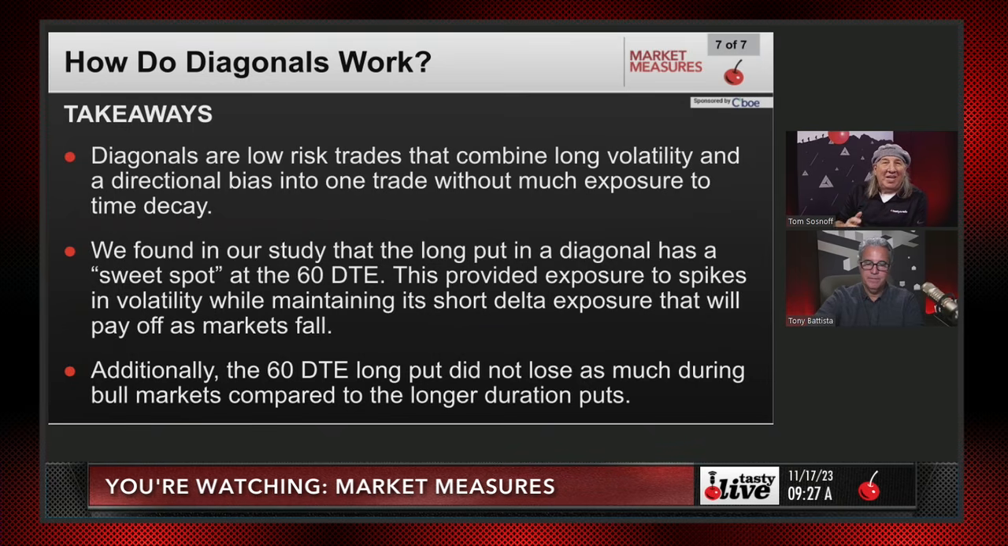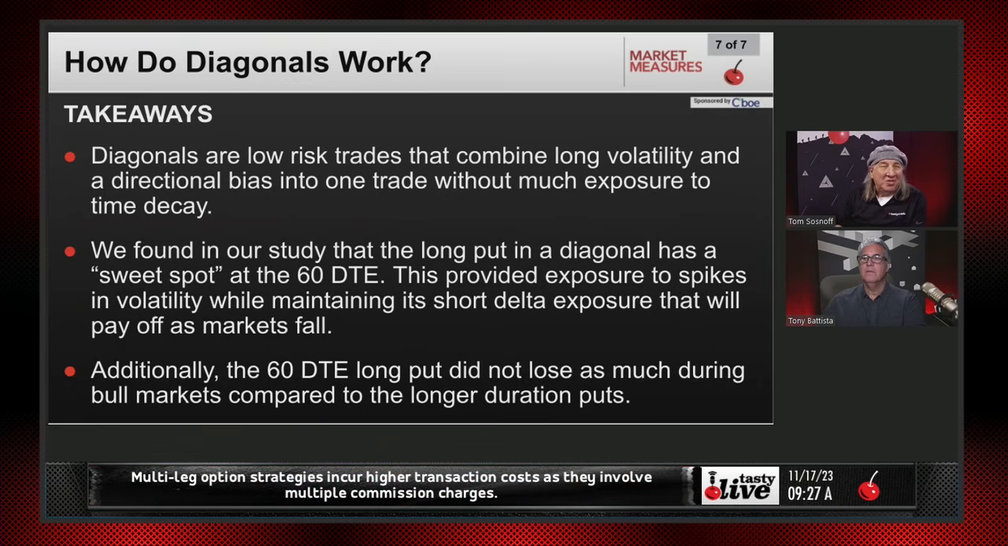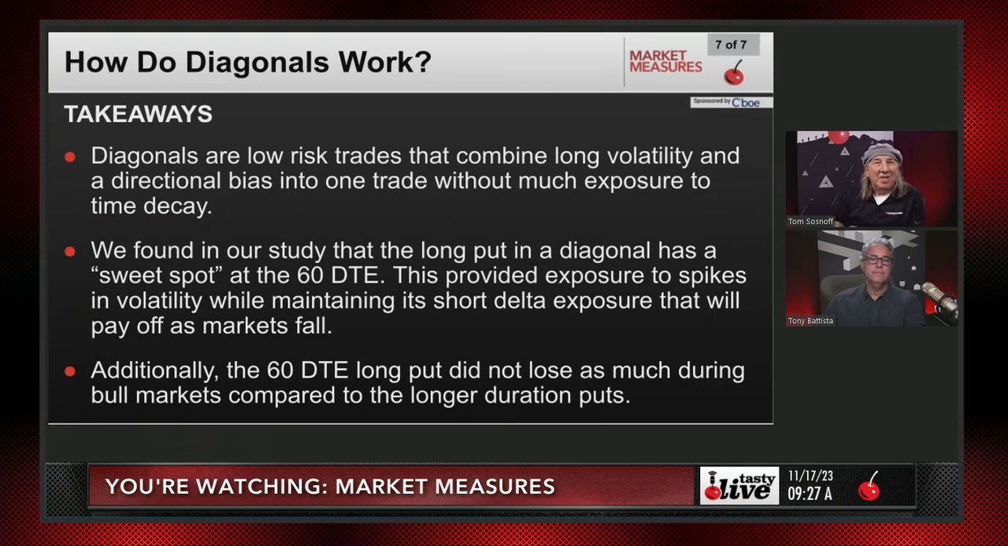If you make it higher than the one that you're buying, delta-wise, you're going to have a position that's very delta neutral. If you make it lower, you're going to have a very directional position. That's all it is. We found in our study that the long put in a diagonal has a sweet spot of about 60 days. Perfect.